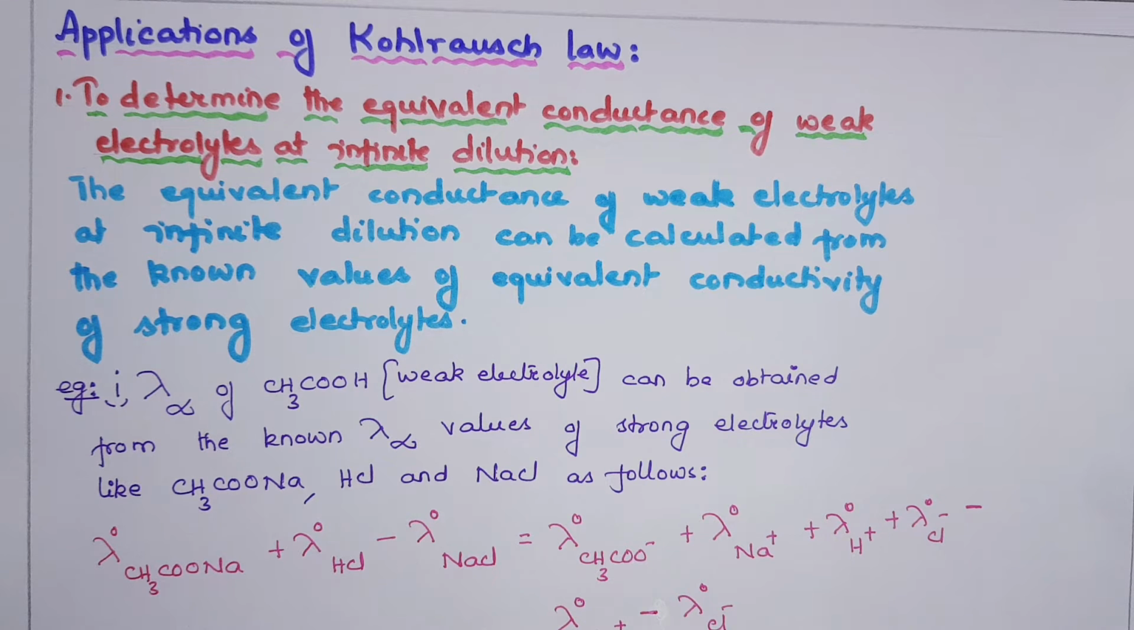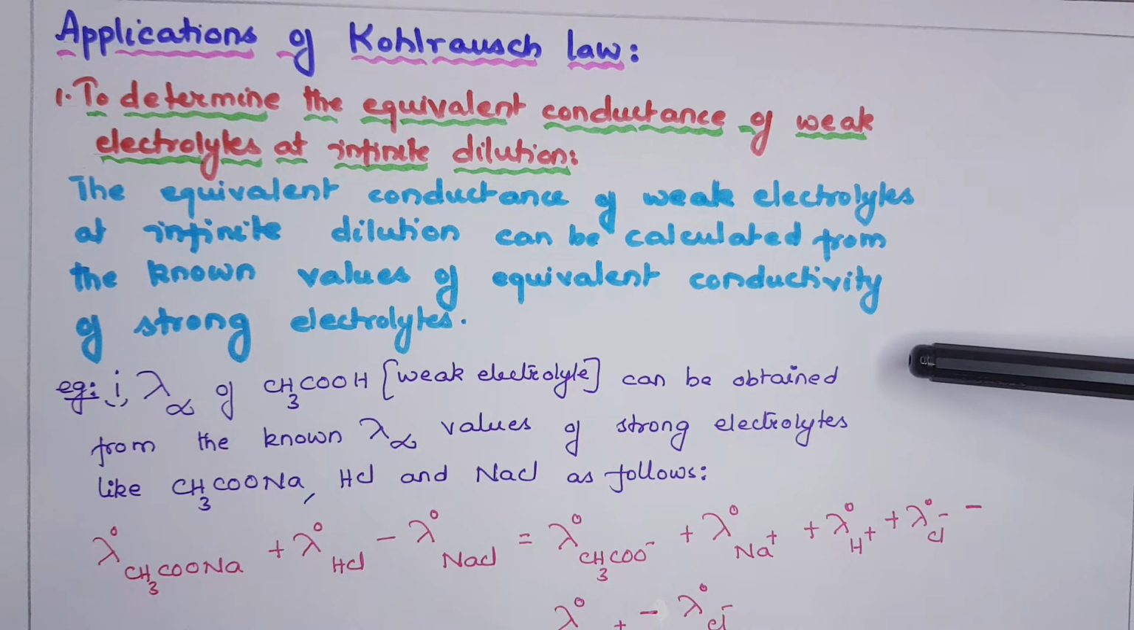The first application of Kohlrausch law is to determine the equivalent conductance of weak electrolytes at infinite dilution. So how is it possible? Yes, it is possible. The equivalent conductance of weak electrolytes at infinite dilution can be obtained or calculated from the known values of equivalent conductance of strong electrolytes. I will show you an example, students, so that it will be easy for you.